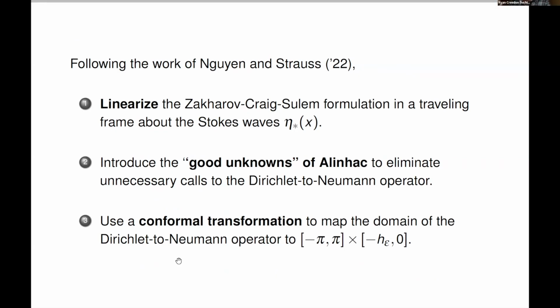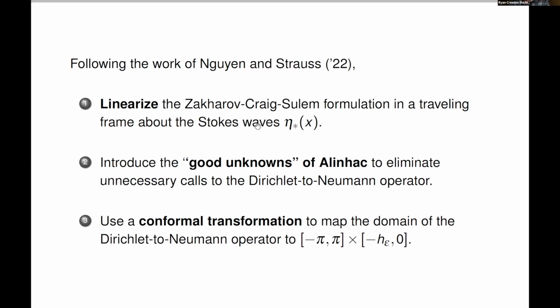So I'm going to exploit the fact that he gave a talk on this last week and gloss over all of these details. But the idea is you're going to linearize this Zakharov-Craig-Sulem formulation in a traveling frame about these Stokes waves. And so now you're going to have some sort of linear Euler equations written in this Zakharov-Craig-Sulem formulation.